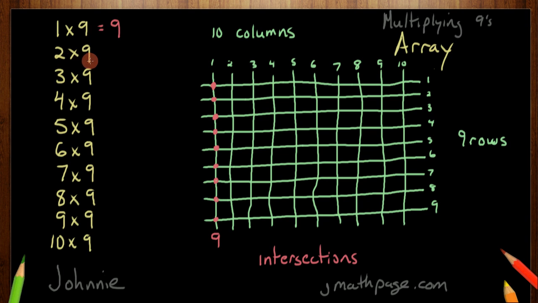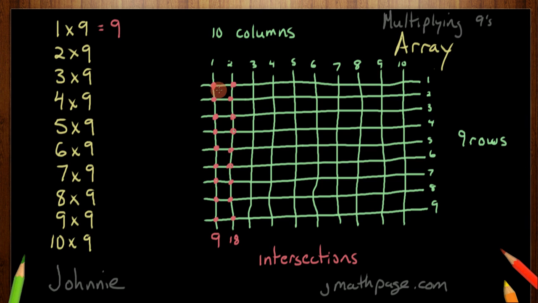What happens with this one though? Now I'm going to have 2 columns and 9 rows. Okay, here's my second column. Let's count off the rows. 1, 2, 3, 4, 5, 6, 7, 8, 9. So I've added on to my original 9, I've added 9 more. So 9 and 9 more, 9, 10, 11, 12, 13, 14, 15, 16, 17, 18. I've got 18 intersections already.